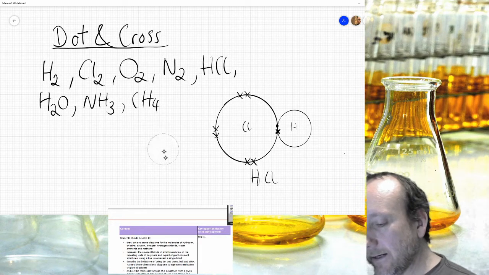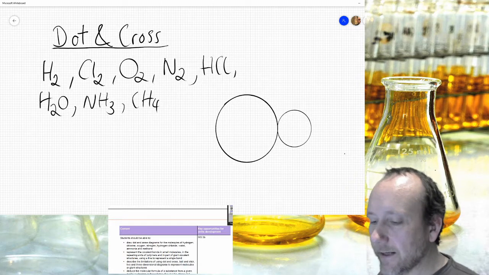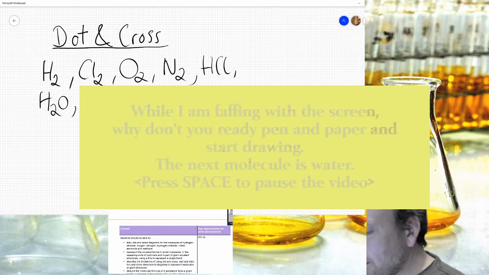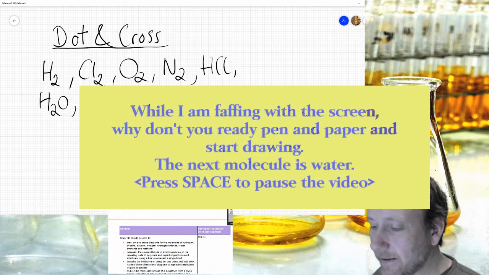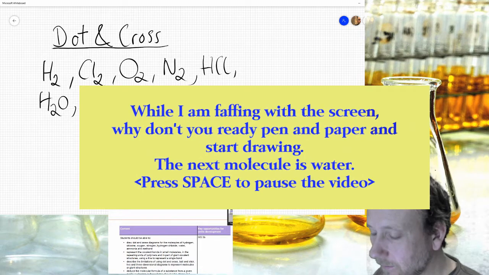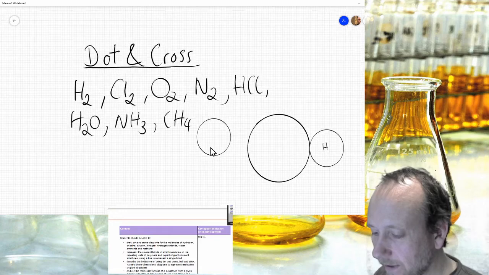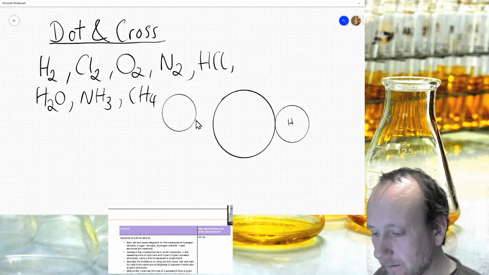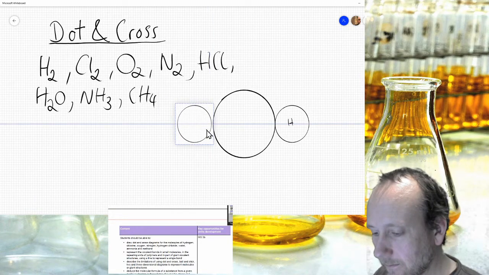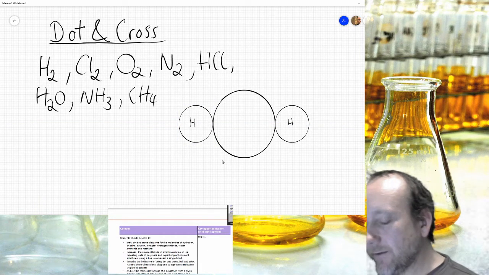Okay. Next one up is, what's the next one up? It's water. Okay. So since that was our hydrogen, it's going to remain our hydrogen. I'm now going to copy that over the other side. There we are. So this is now another hydrogen.